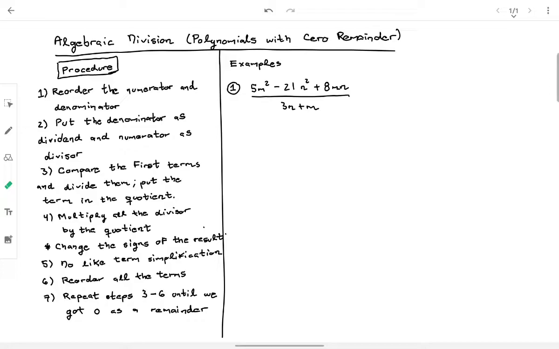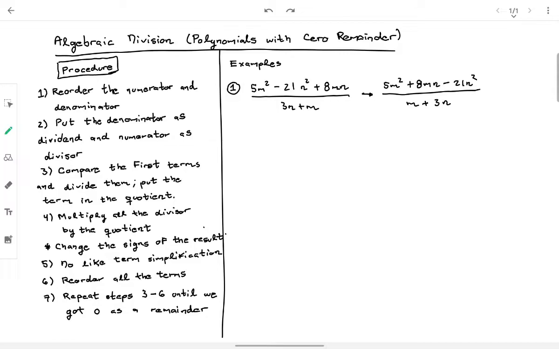The first one says reorder the numerator and denominator. The second one says put the denominator as dividend and numerator as divisor. Step number 3 says compare the first terms and divide them. Put the result term in the quotient. Then step number 4, multiply all the divisor by the quotient. Don't forget to change the signs of the result.